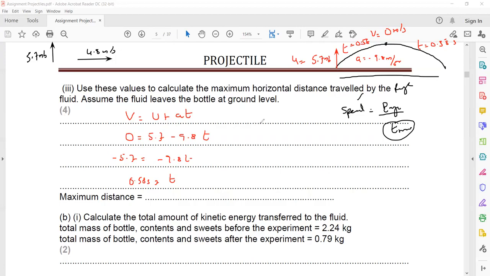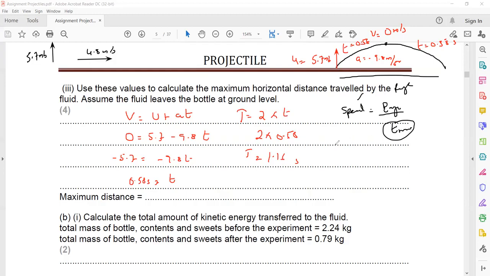So total time, because when we are finding the range, we need the total time. So total time will be equal to 0.58 multiplied by 2, that's equal to 1.16. So total time will be twice the time to reach the maximum height. So 2 into 0.58, 1.16 seconds. And now we need the maximum distance.